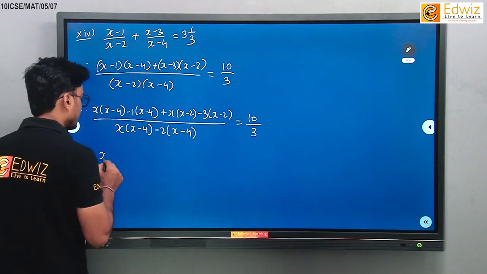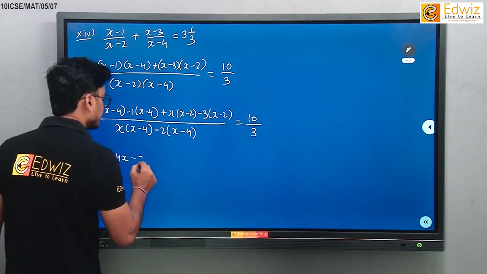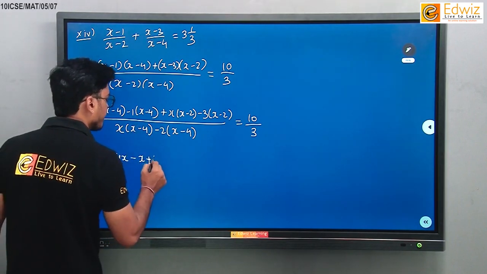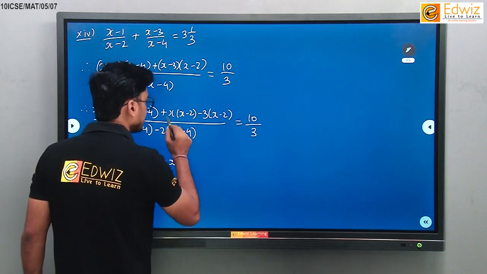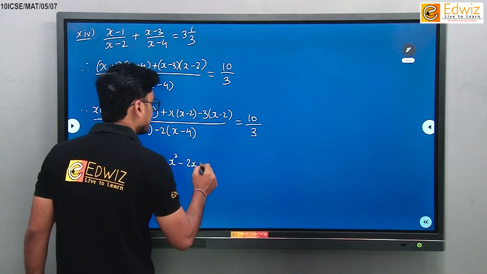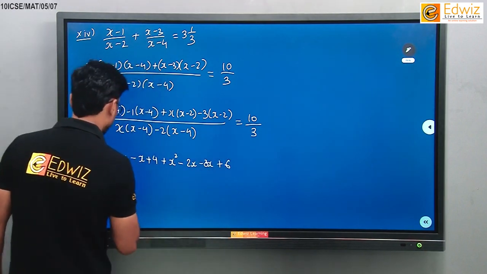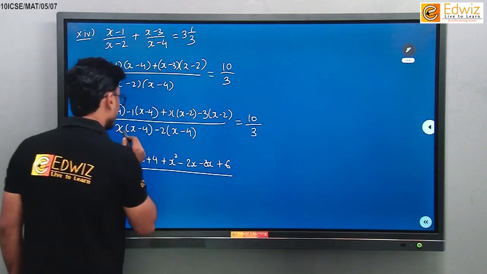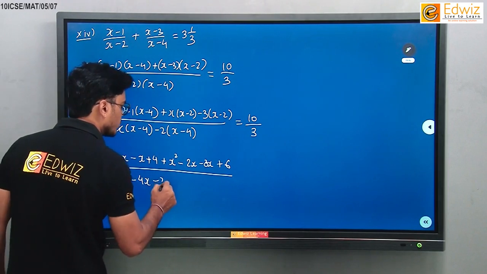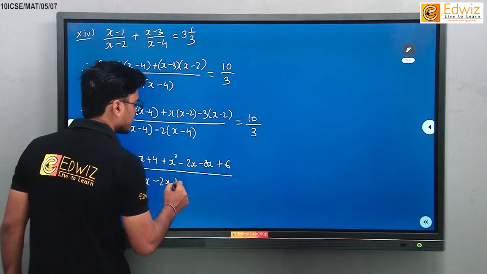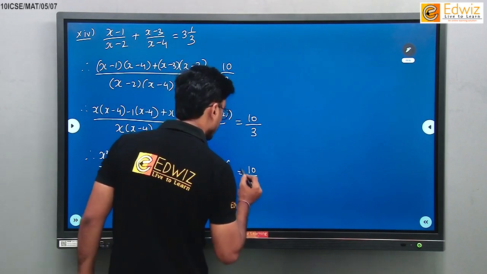So open these brackets. This is x square minus 4x minus x plus 4. Then we have plus x square minus 2x minus 3x plus 6, divided by x square minus 4x minus 2x plus 8, since 2 into minus 4 is plus 8, equals 10 upon 3.